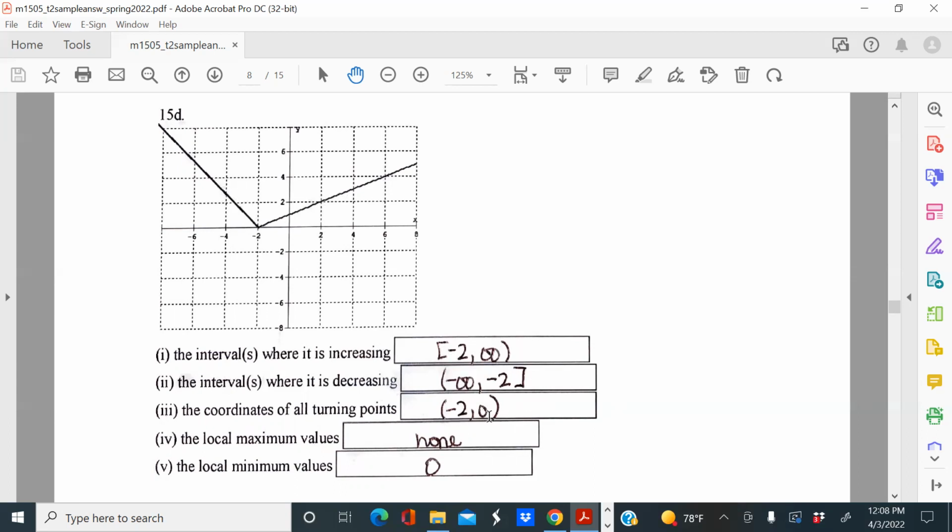Coordinates are -2 and 0. This is a valley turning point. So you have a local minimum here, and the local minimum is the y-coordinate of this turning point. So that is 0. No maximum values because you don't have any peak turning points here.